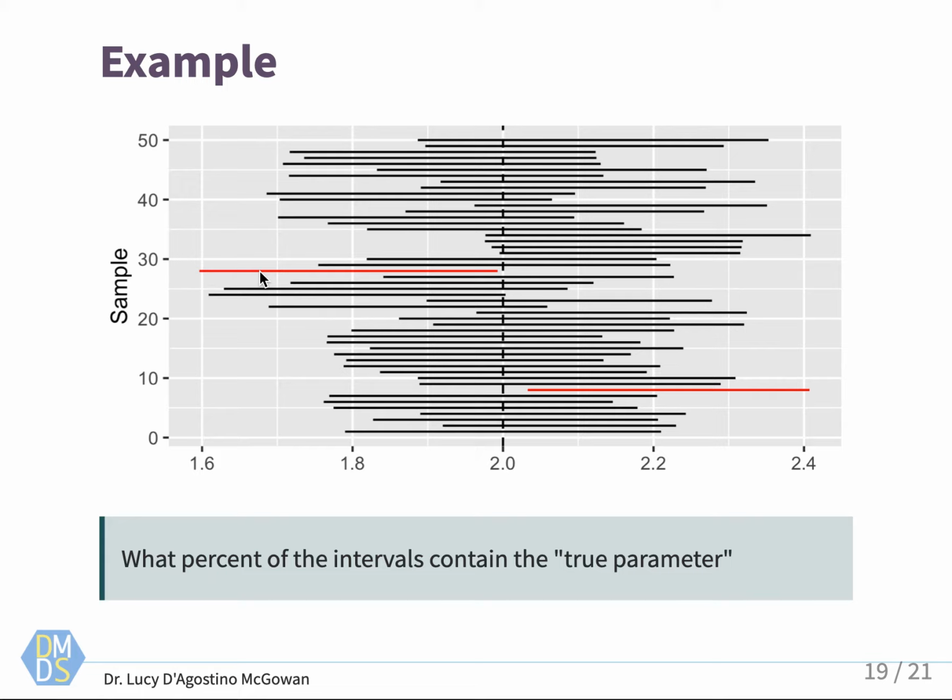So what percent of the intervals here contain the true parameter, or contain 2? Well, it'd be 48 out of 50. So the black lines, there are 48 black lines out of 50 total. And so that's 96%. So 96% of these intervals contain the truth. So that's pretty good.